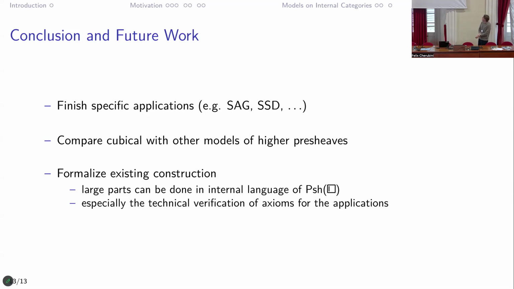And what would be interesting in the future, I guess, would be to compare these notions of cubical presheaves with some other, maybe classical models of higher presheaves, to see whether we actually constructed the correct thing. And also, especially the axiom verification is quite brittle and sort of subtle. And I think that would be a prime target for formalization. Most of that can be carried out in the internal language of the cube category. So this would be, I think, a good candidate.